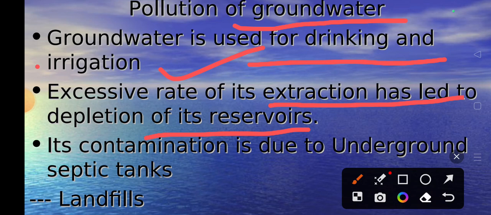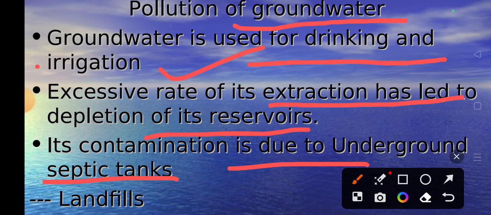By that, the water content is also deteriorating, and it gets contaminated due to underground septic tanks. Leakage is happening from the septic tank, and that drainage water is entering the groundwater and polluting it.